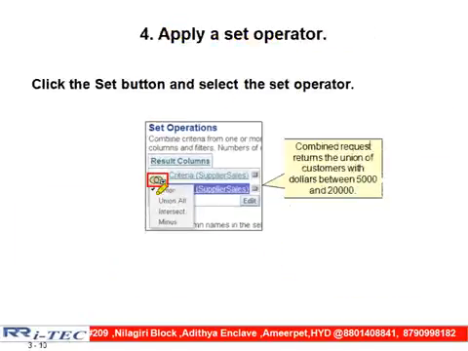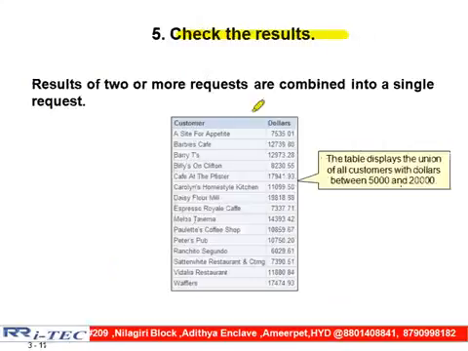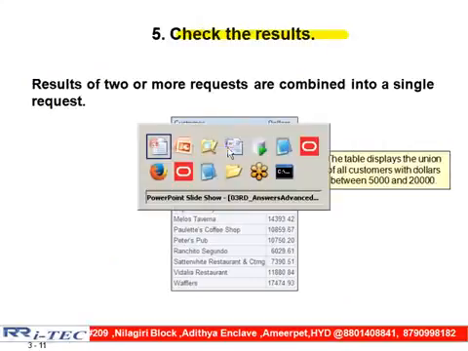Apply a set operator. Whatever set operator you want to apply, you can apply union, union-all, intersect, and minus. Fifth one is we observe the result. Check whether the result is coming properly or not.